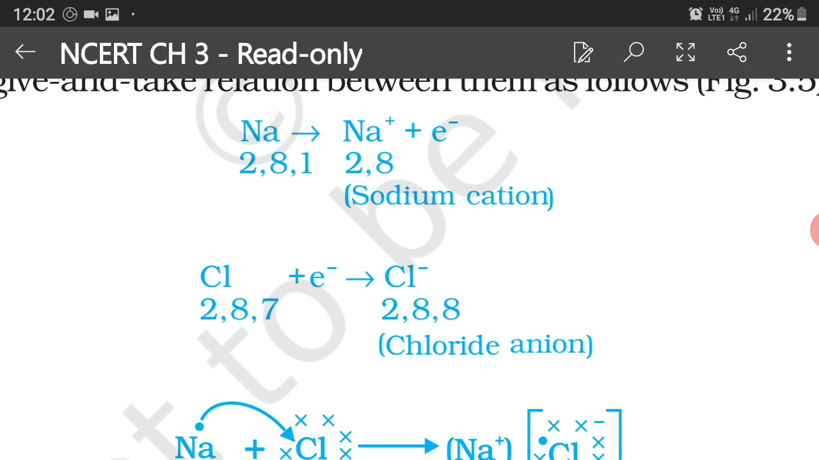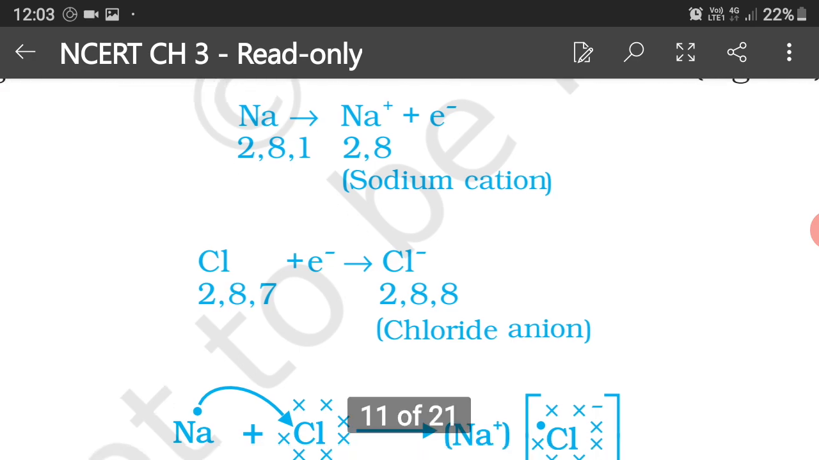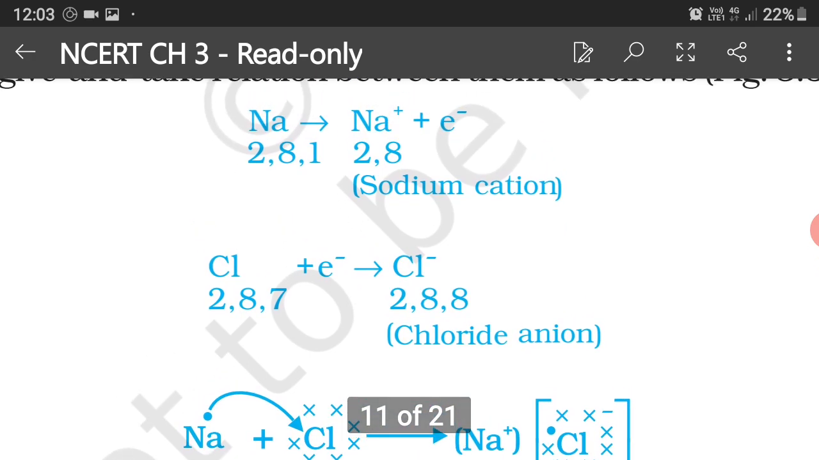Metals, as we discussed just now, form positively charged ions by losing electrons. As you can see here, sodium has the configuration 2,8,1. By losing one electron, it forms Na plus, and the one electron lost by it is written in the product part. Chlorine, 2,8,7, gains this one electron lost by sodium and forms a chloride minus ion.